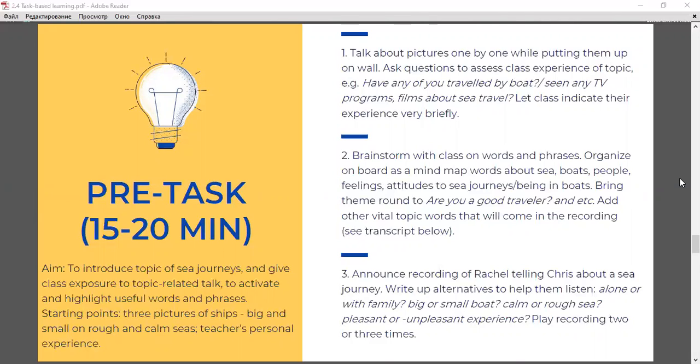Second, brainstorming with the class on words and phrases. It is organized on the board as a mind map: words about sea, boats, people, feelings, and attitudes to sea journeys, being in a boat.